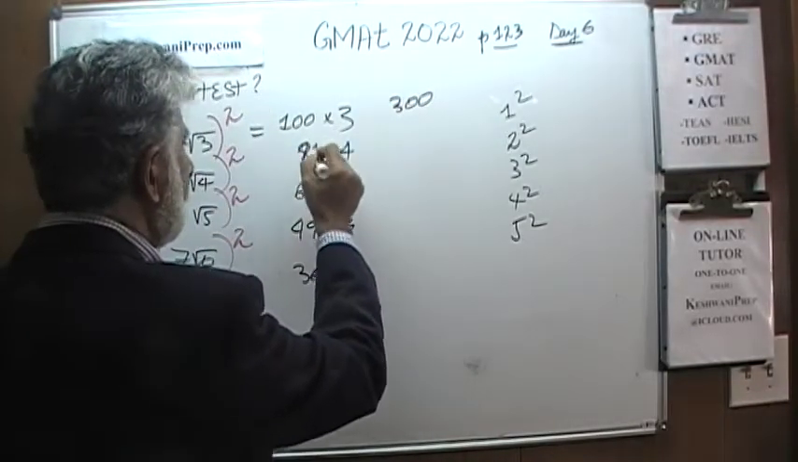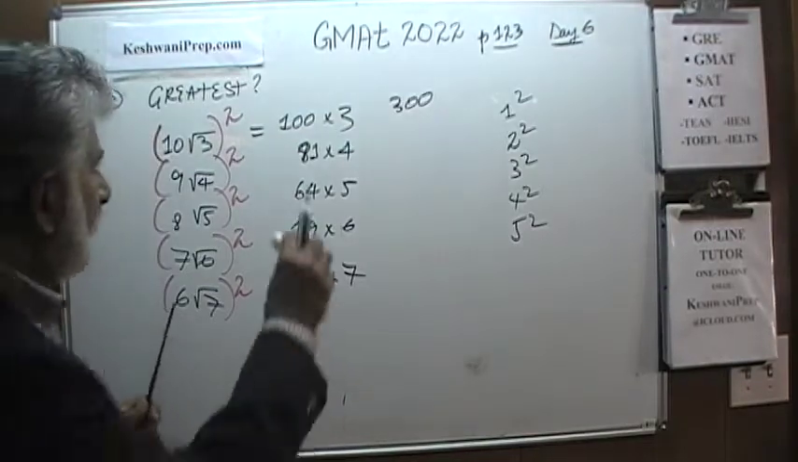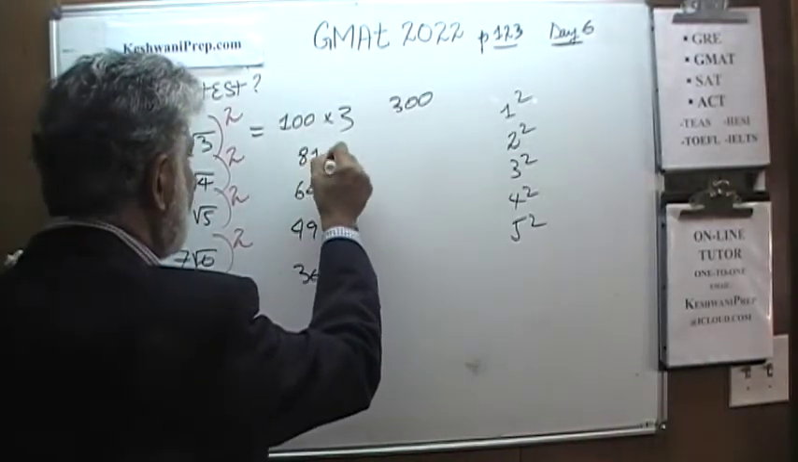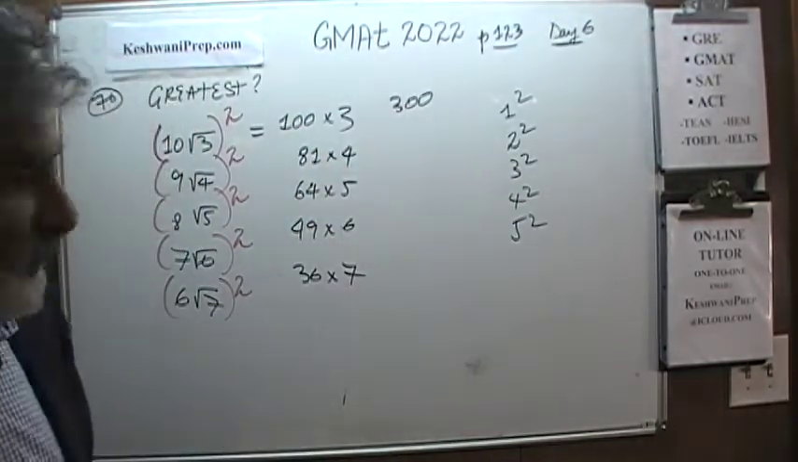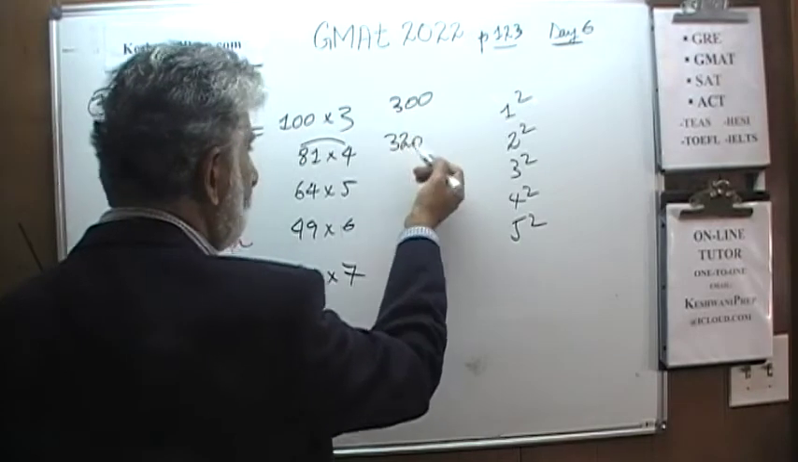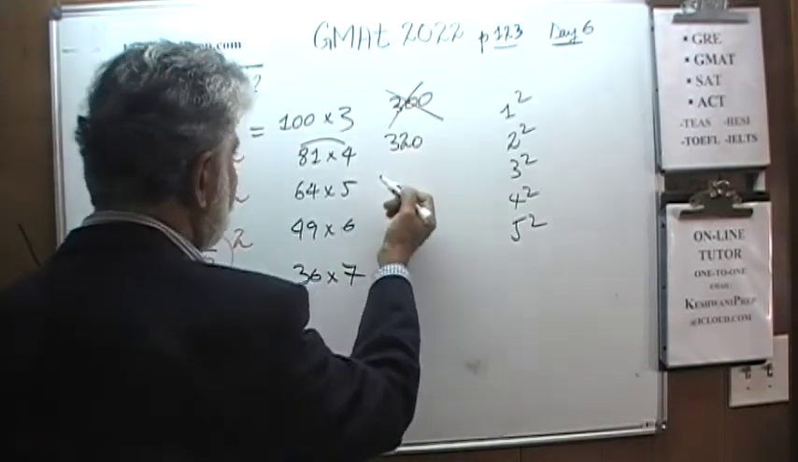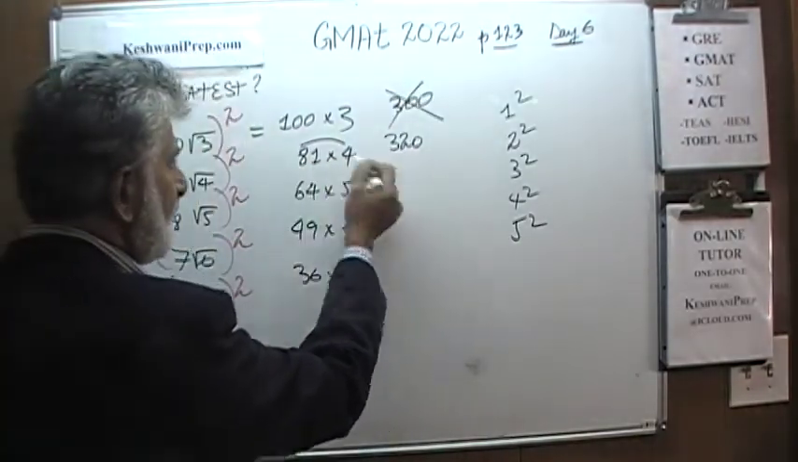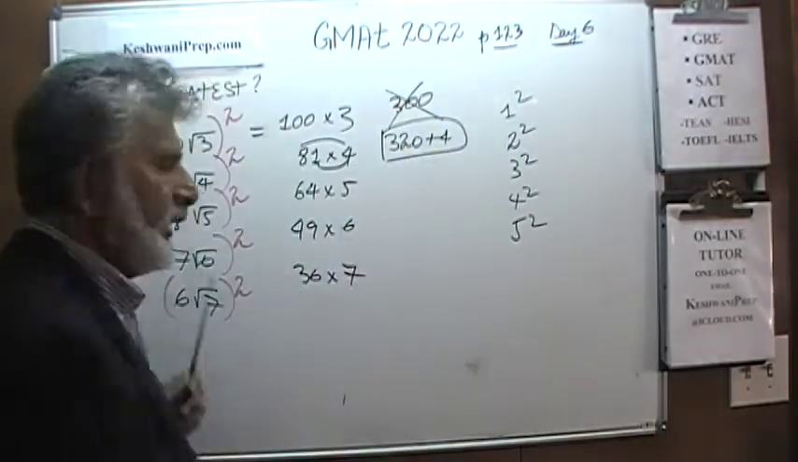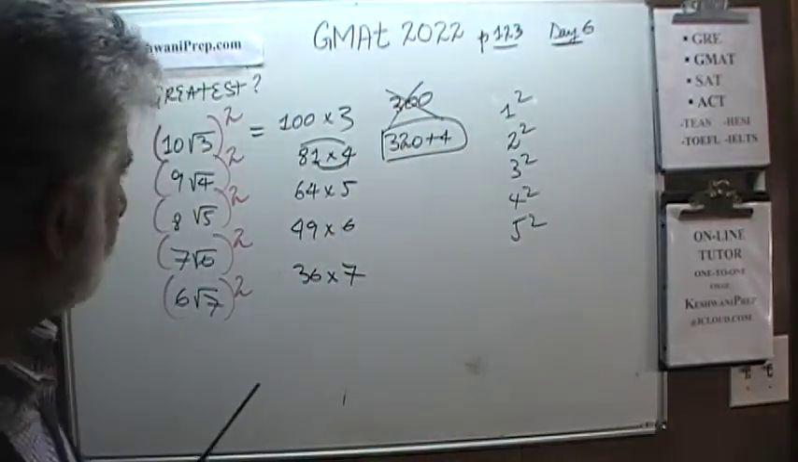81. Let me rewrite it so you can follow my thought process. 81 times 4 is what we're trying to figure out. Okay, listen carefully. We know 80 times 4 is 320. We can stop the story right here. That's not the right answer. 80 times 4 is 320, and 1 times 4 is 4. So this guy is 424. Anything less than 424 will be knocked out.